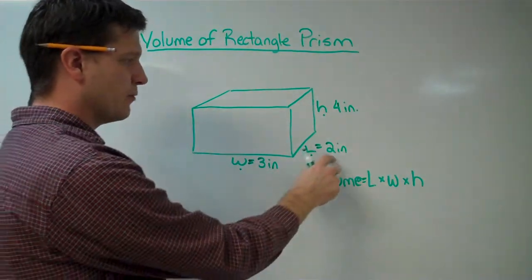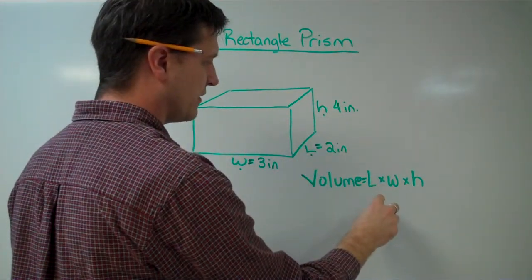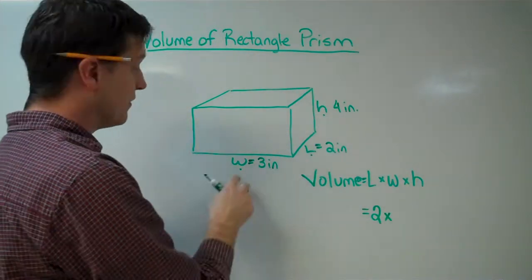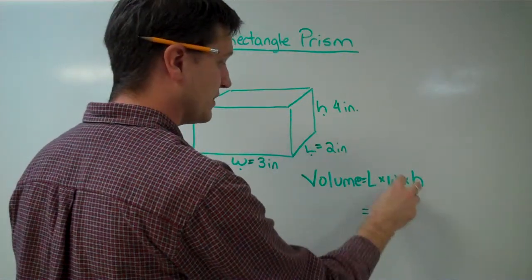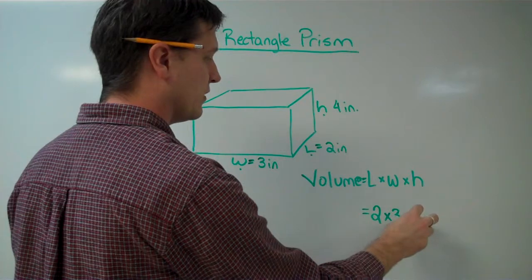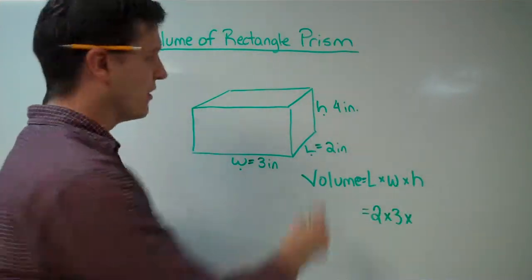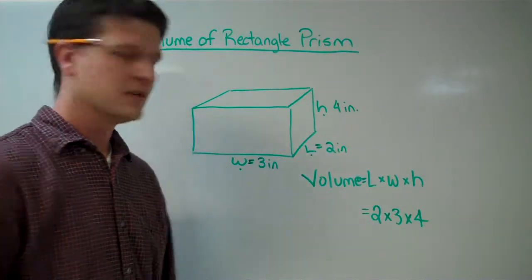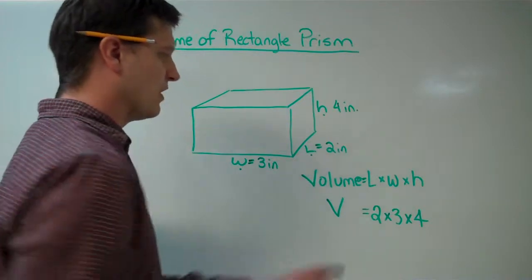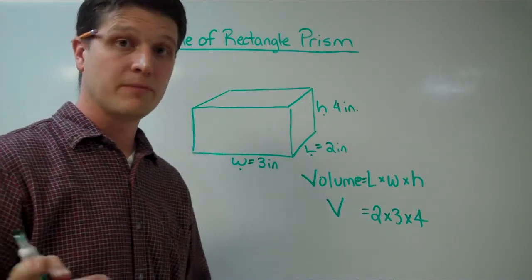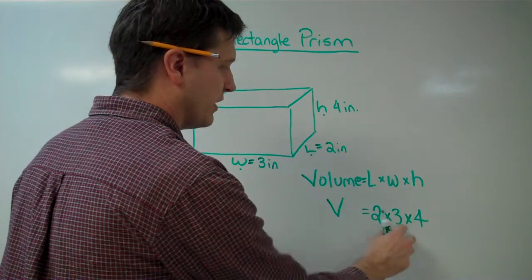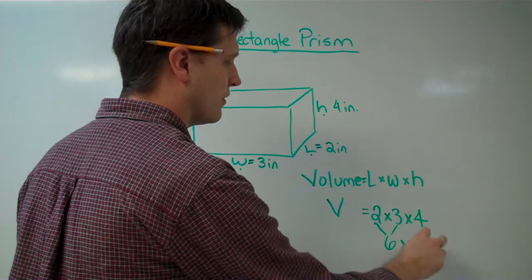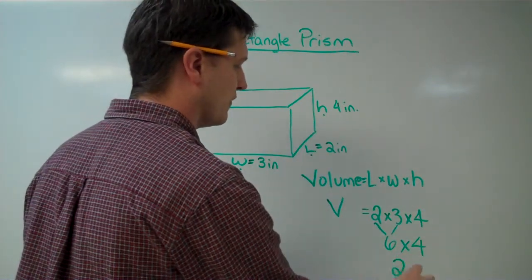Our length we know is 2 inches, so we're going to plug in 2 for our length. Now we're going to multiply that times our width, which is 3 inches, so instead of W we're going to put a 3, and then times our height, which is 4 inches. So instead of H, we're going to put a 4. Now we're going to multiply our three numbers together, and that'll give us our volume. So we do 2 times 3, which is 6, and now we multiply our 6 times our 4, and it's going to give us 24.